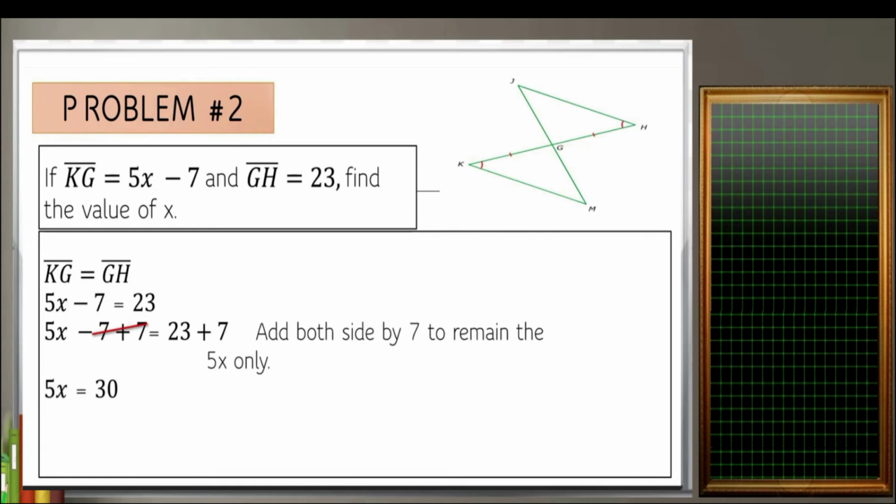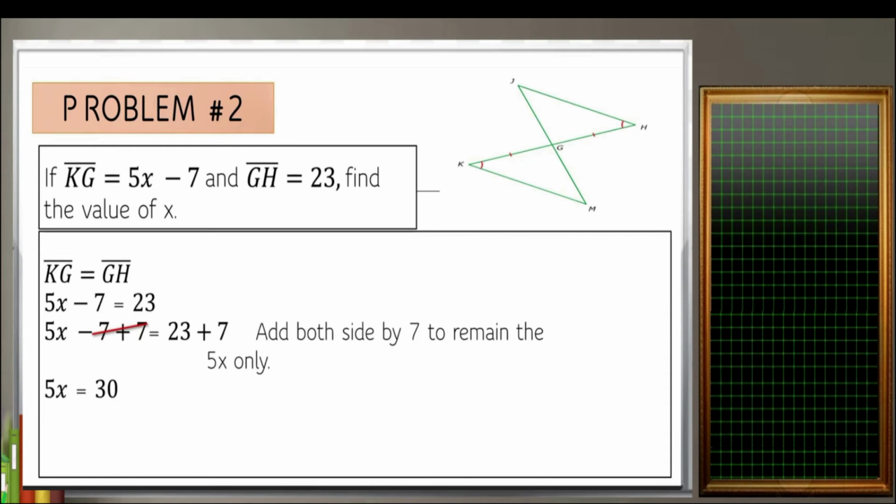Take note, if we want to eliminate a constant, we have to add the same number with an unlike sign. Meaning, if the given is positive, then you have to add negative. Or, if the given is negative, you need to add positive.